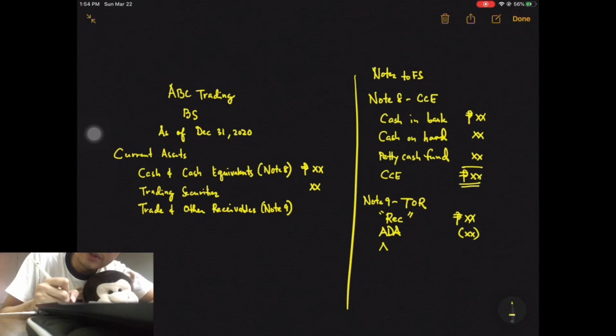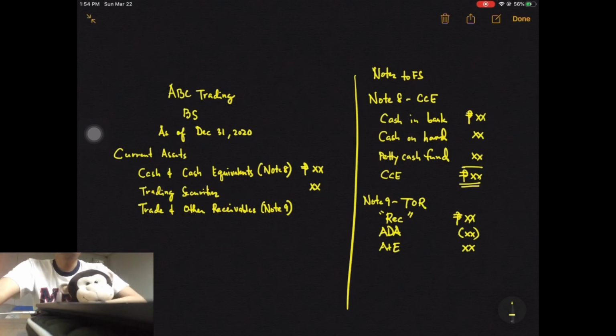And also include here your advances to employees. These are future collection from your employees because they made a bale, so you shell out money and then you are expecting to be collecting from these employees. Okay, so that's advances to employees.